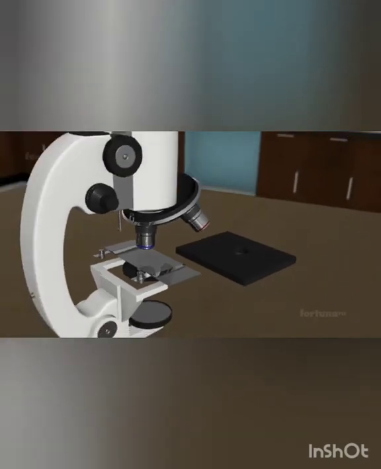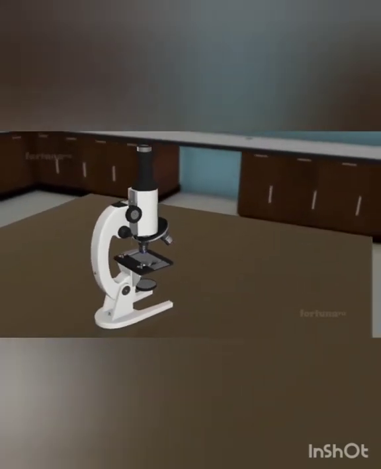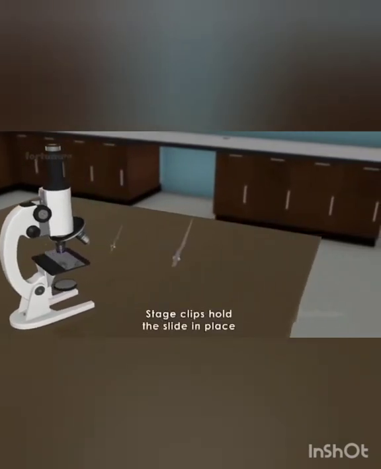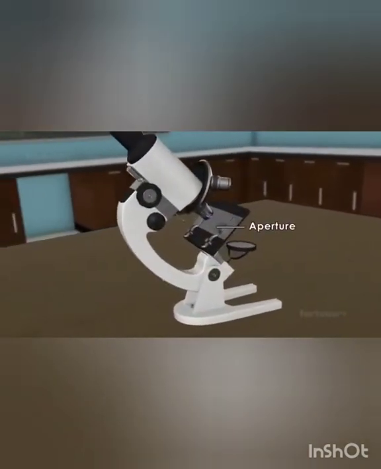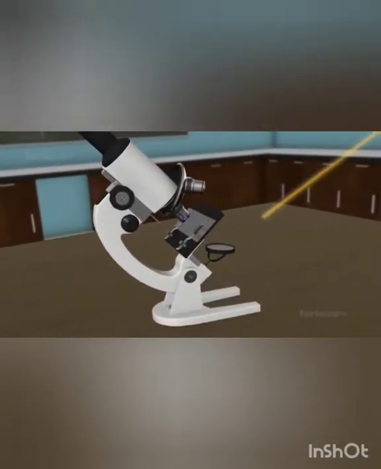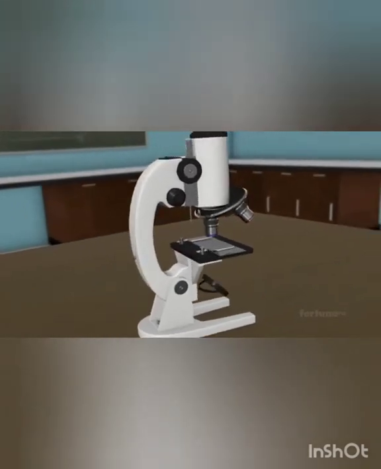Now below the objective there is a flat platform which is known as a stage, and it has two clips that hold the slide in place. As you can see, there is a small aperture in the stage allowing light into the body.